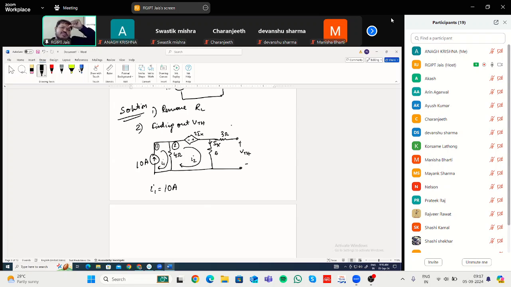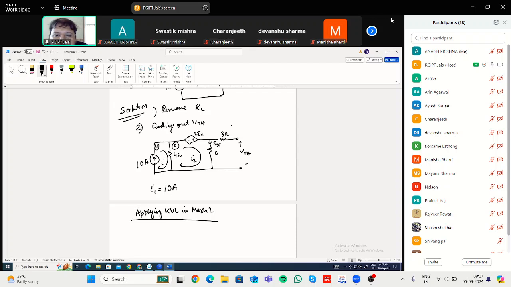You have to do nothing in mesh 1 because we have already seen that in mesh analysis, whenever there is a current source in a particular loop, the current in that loop is the same value as the current source and in the same direction also. So I1 you have got. Then we don't know I2, so applying KVL in mesh 2.